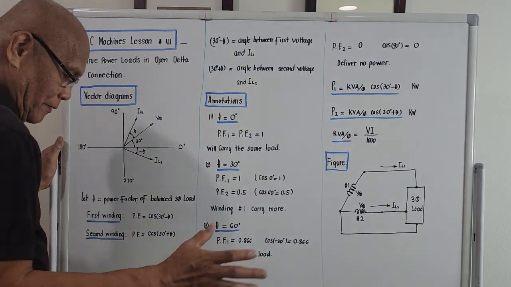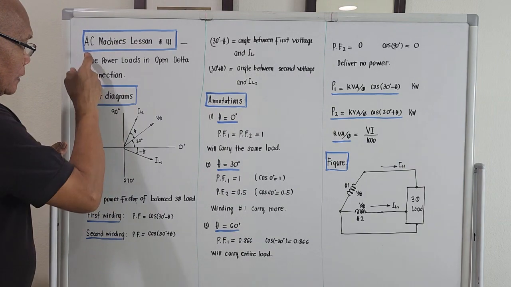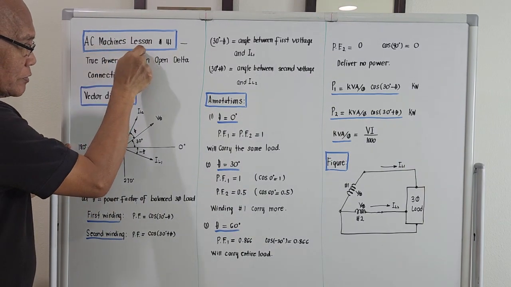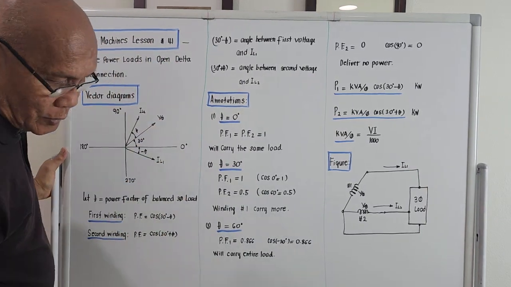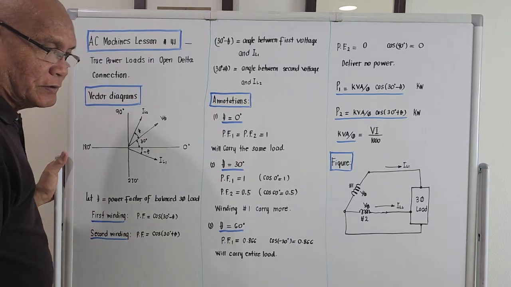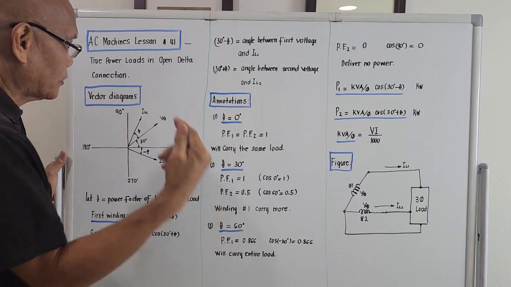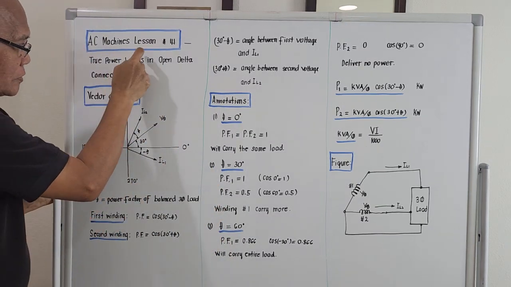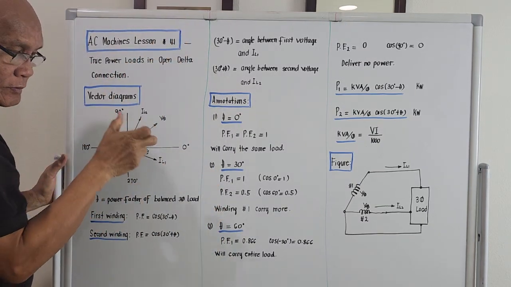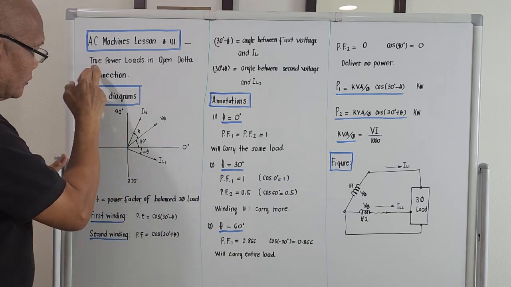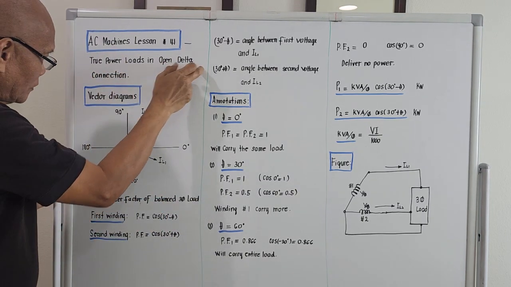The title of the topic for this morning will be Alternating Current Machines, lesson number 41. For those of you who are taking up electrical engineering or intend to take up electrical engineering, this is for you guys. The title of the topic will be True Power Loads and Open Delta Connection.